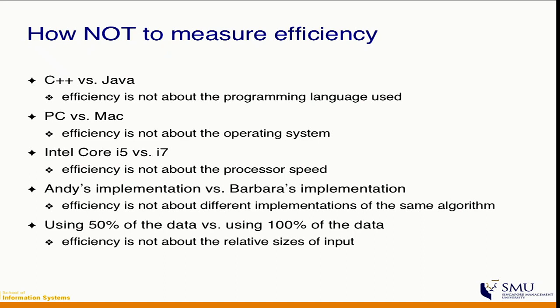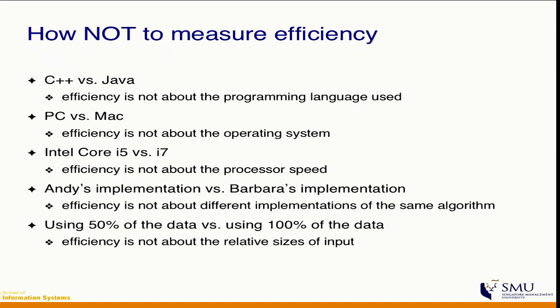Now, what is the operating system? It doesn't matter because any algorithm can run on any operating system. So if one OS is faster, you just run it on that OS. Now, the processor speed also doesn't matter. Of course, a faster processor is going to make your algorithm run faster, but it's not a property of the algorithm, it's a property of the computer.